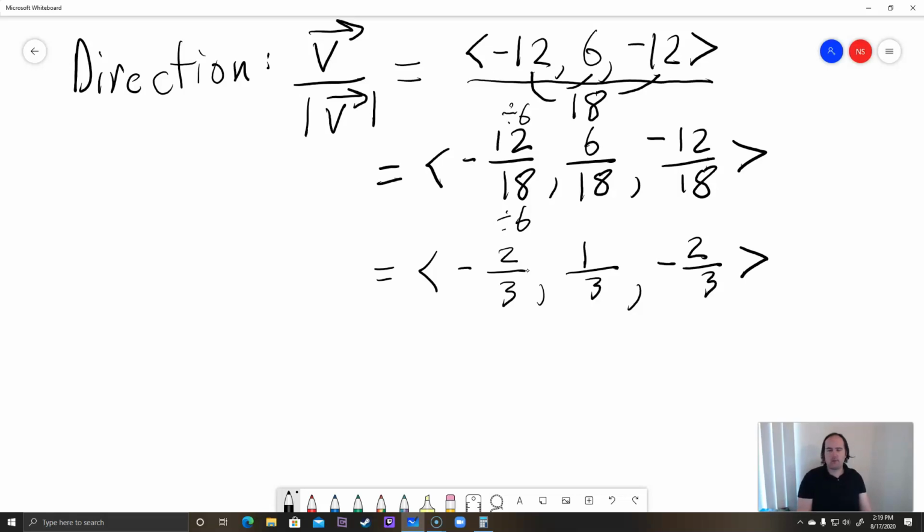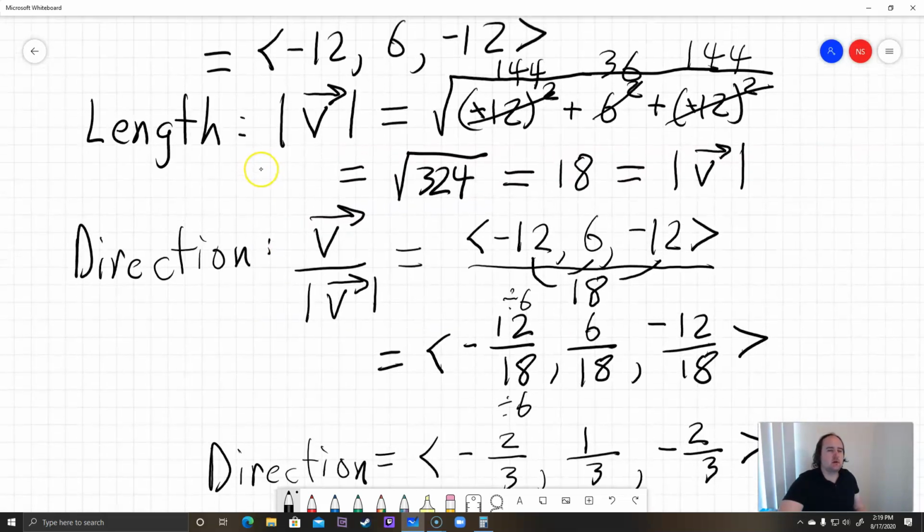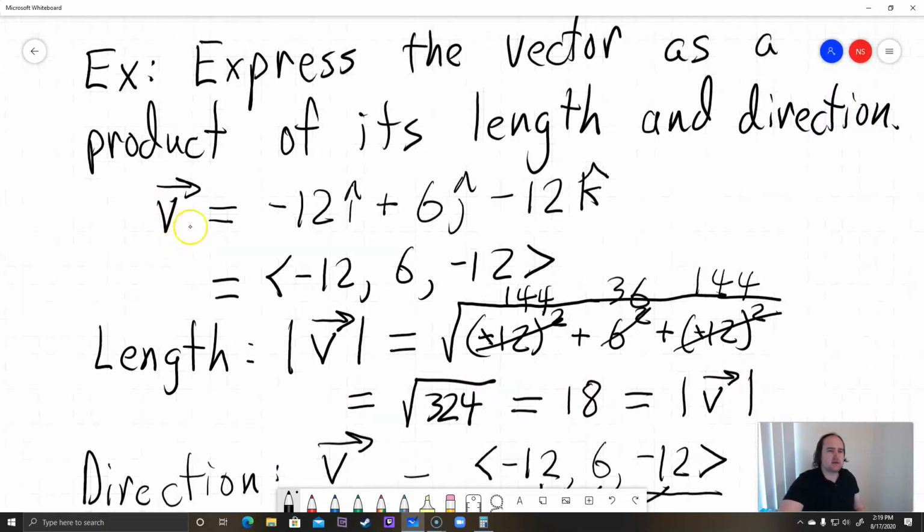Okay? All right, so that's actually the direction that we figured out there. That's the direction of vector v. But remember, in the instructions, they didn't ask us to find the length and the direction. They actually asked us to express the vector as a product of its length and direction. And remember that product just means multiply. Okay, so product means multiply.